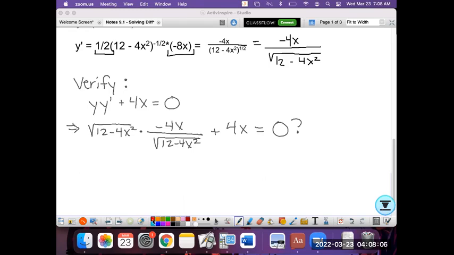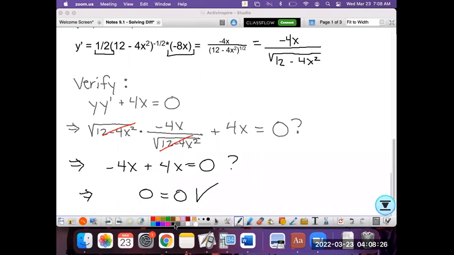So let's go ahead and start simplifying. Remember, one at a time, please. So I'm going to go ahead and cancel out the square roots. So I'm left with -4x plus 4x equals 0. Those also reduce to be 0 equals 0. We have verified that that equation that we had for y was actually a solution to that differential equation.